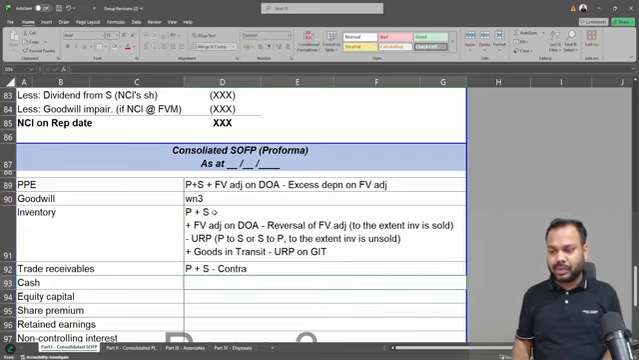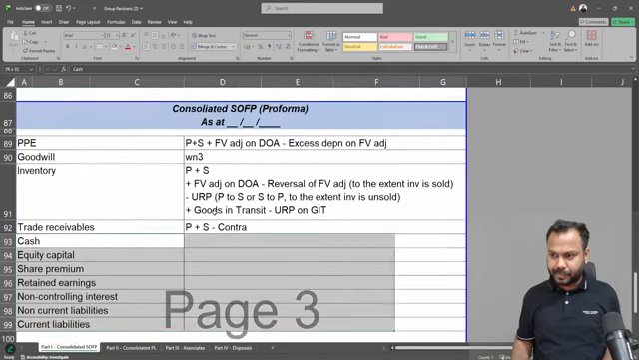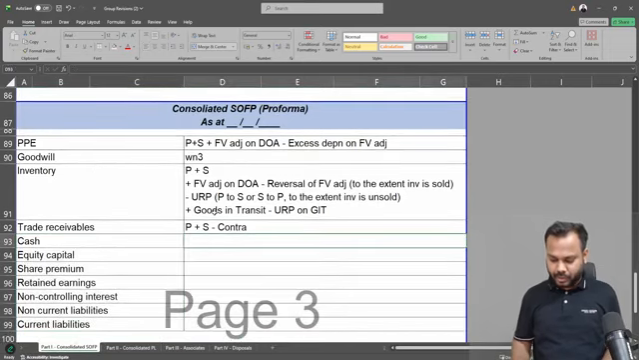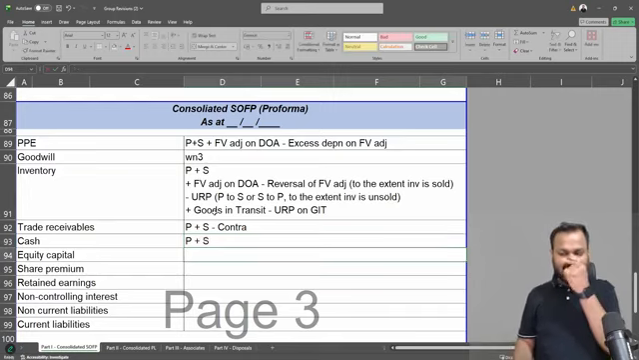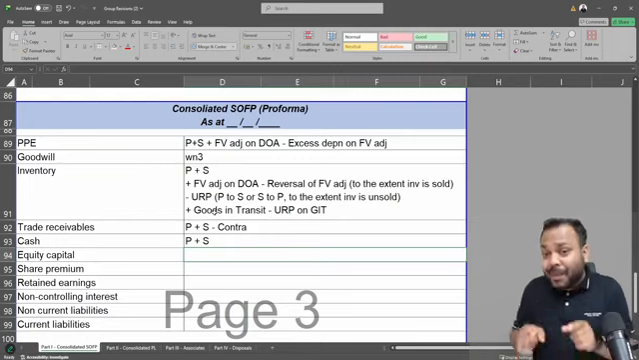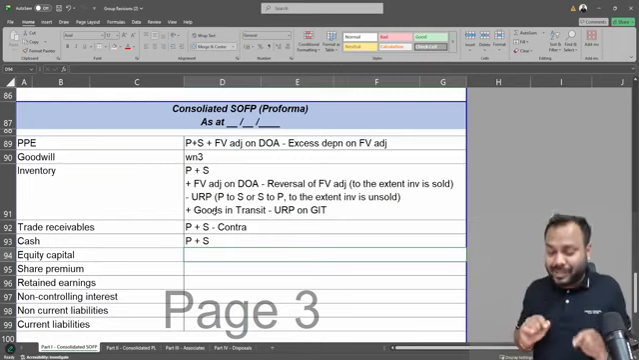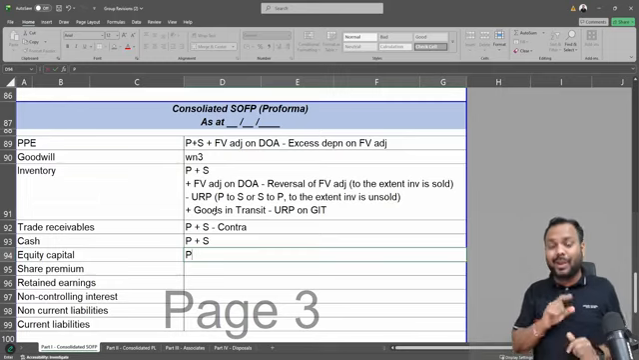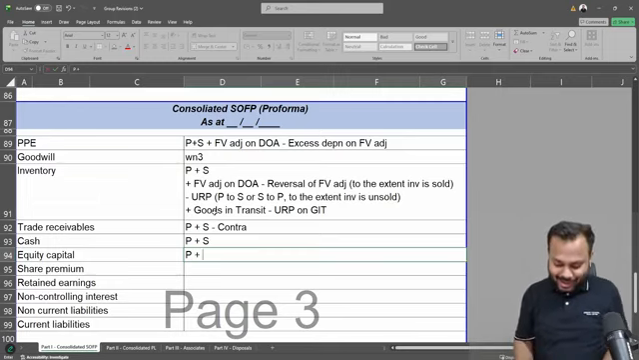Okay, cash, no adjustment, only parent plus subsidiary. I can write here very well. Parent plus subsidiary. Okay, now equity share capital. Will we write parent plus subsidiary? No, only parent. But here we will add new shares issued by parent for purchase consideration.